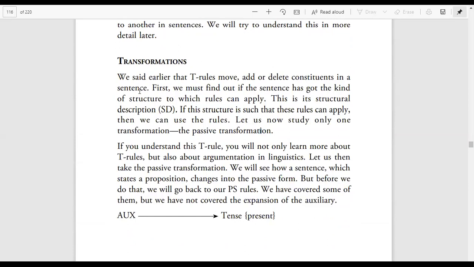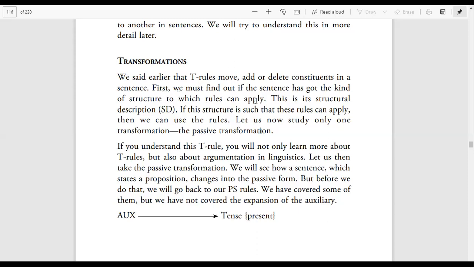We said earlier that T rules or transformation rules move, add, or delete constituents in a sentence. Yes, we have already discussed that T rules or transformation rules do these things in a sentence. That is, they add or they delete or they move some constituents in a sentence.